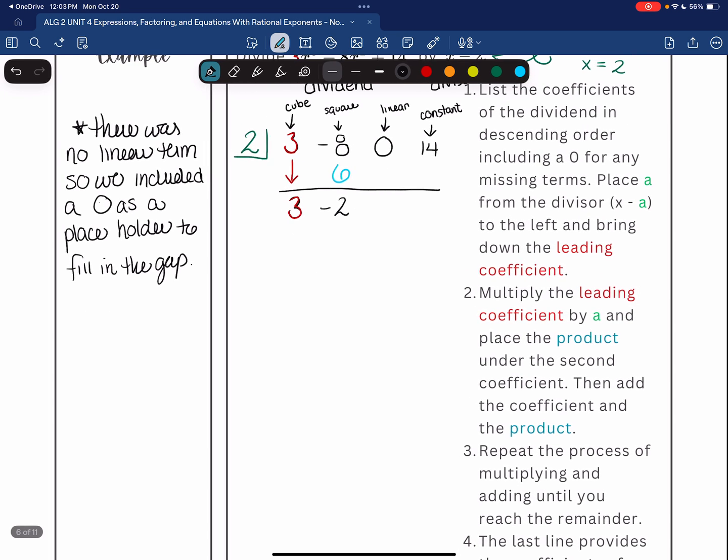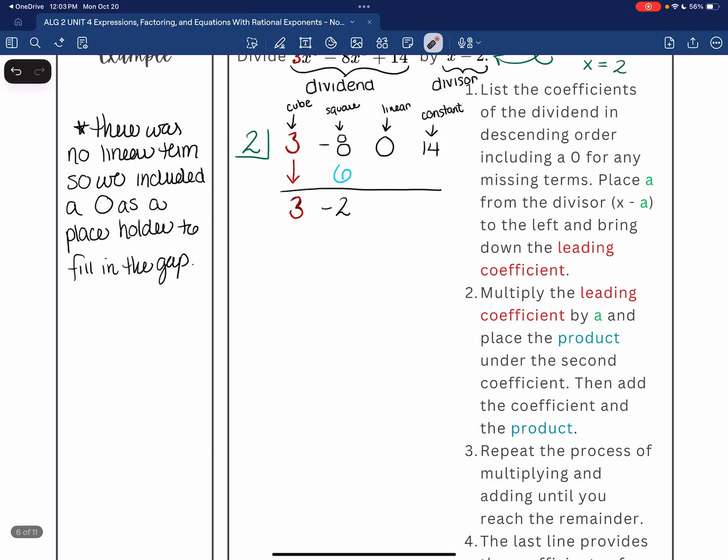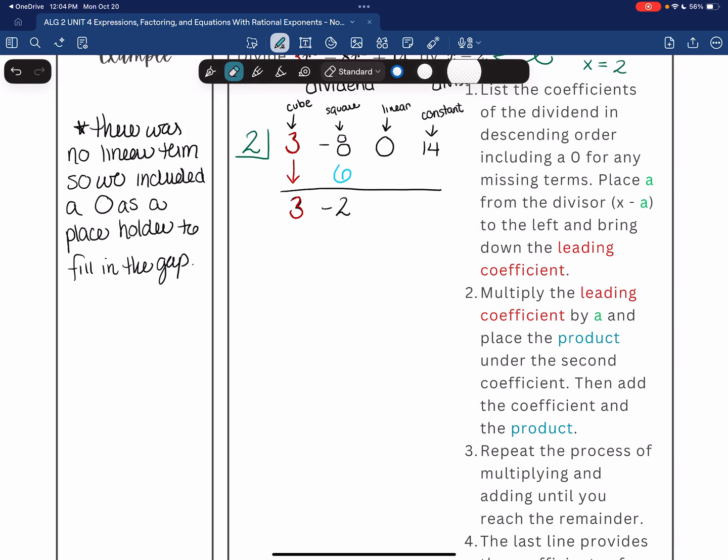And then we repeat this process again. I'm going to take 2 and multiply it with -2 and put that answer underneath the next coefficient. So what is that going to be? We're going to have -4 placed right here. That's the product. Then add those down, and what did we get? -4.